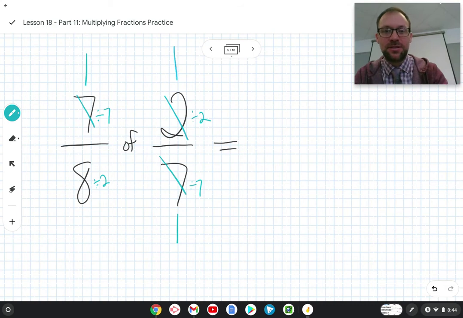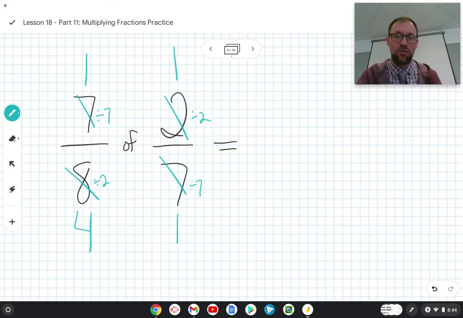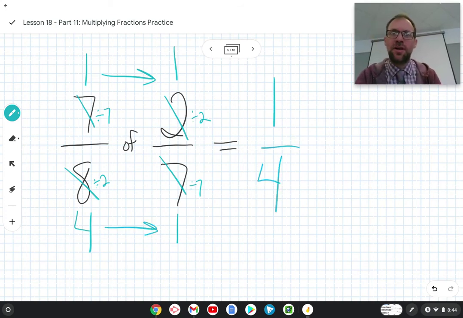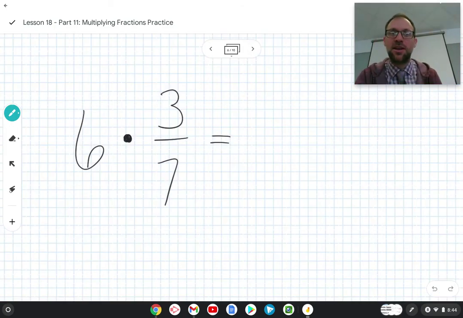And that'll give us 2 divided by 2 is 1. 8 divided by 2 is 4. Now we have 1/4 of 1, or 1/1. And so, let's see, 1 times 1 is 1. 4 times 1 is 4. 1/4 is our final simplified product. Let's take a look at another problem.